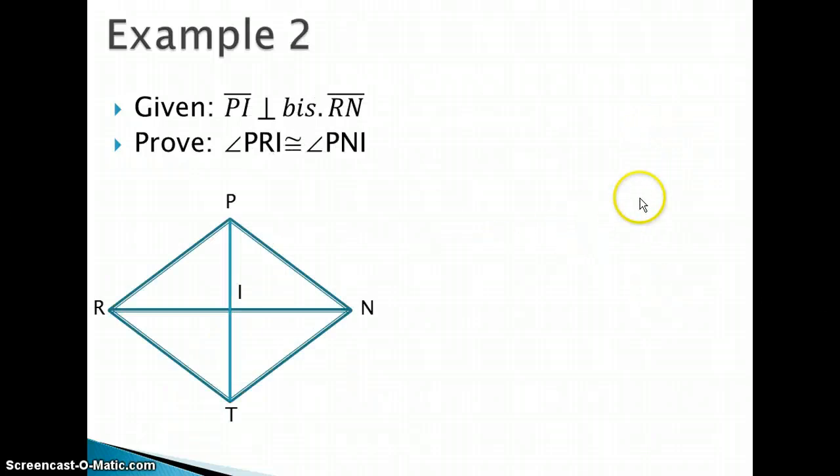Example number 2 looks like it's backwards, and look where with the given information. They're telling us you have a perpendicular bisector. That should be a giveaway that we're going to use that second one. Perpendicular bisector gives you equidistant. So PI is the perpendicular bisector. Let me highlight that entire line. It's not necessarily just the segment. Any point that's on PI is equidistant from R to N.